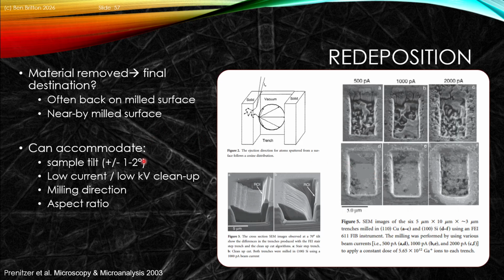Again, as mentioned, we can use sample tilt to control this a little bit, and we can also do low current and low kV cleanups to gently remove that redeposition layer as required. We also will have a strategy with regards to the milling direction and the aspect ratio of how we're going to manage, for instance, cutting a deep trench in our system.